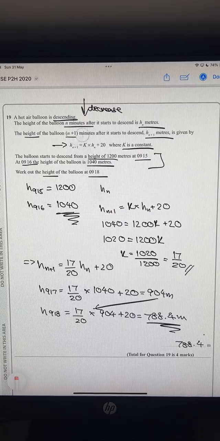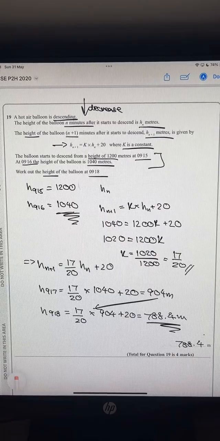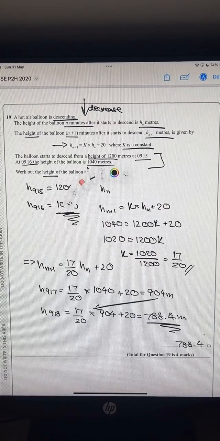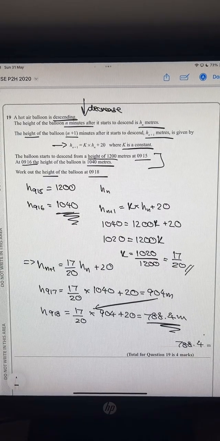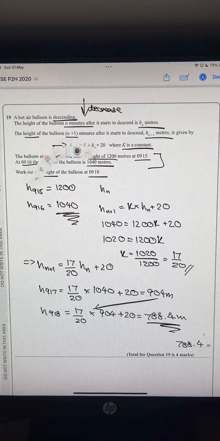So if I know that h(n) and h(n+1) are related through this relation over here, let's say that this is h(n) and this is h(n+1) because it's one more minute after the previous one. That's just my notation. And then here's my rule, which is exactly what they've told me. So I know what h(n) is, 1200, because that's just the minute before. So h(n+1) is the value at the minute after, which is 1040. So I go 1040 equals k times my h(n), which is 1200k from this value up here, and then plus 20.